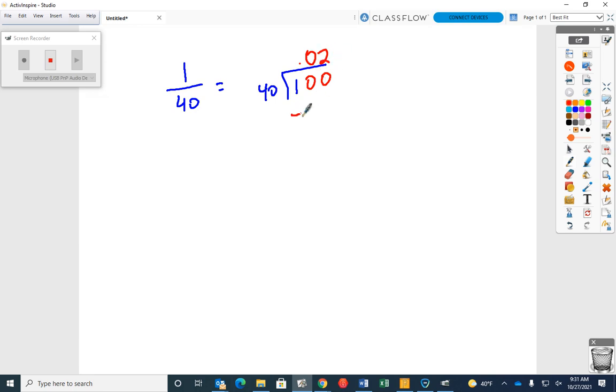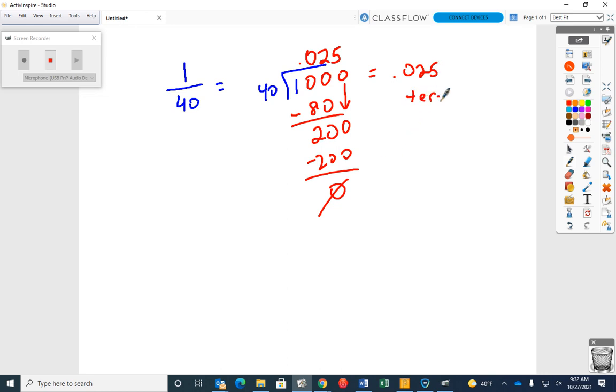2. And what is 40 times 2? 80. What am I left with? 20. Can 40 go into 20? No. Add another 0. Can 40 go into 200? Definitely. How many times? 5. What's 5 times 40? So did this terminate? Yes. So this would be 0.025. And if the questions ask, did this number terminate? What would we say? Yes, it terminates. Okay? Does that make sense?